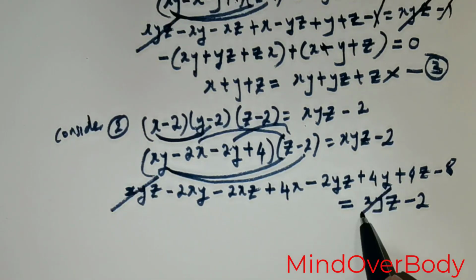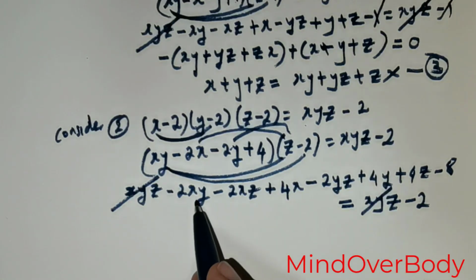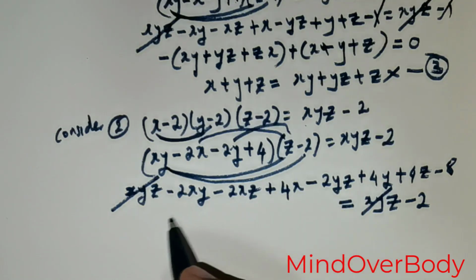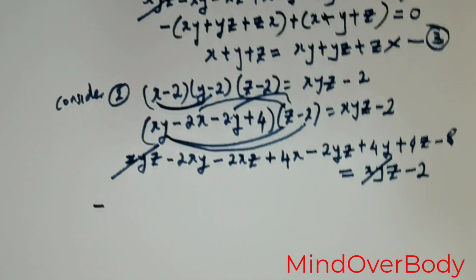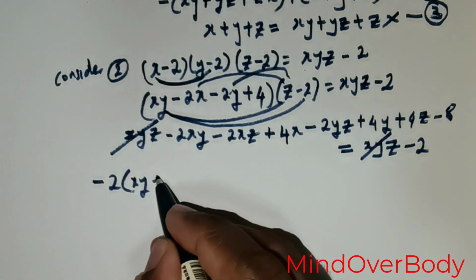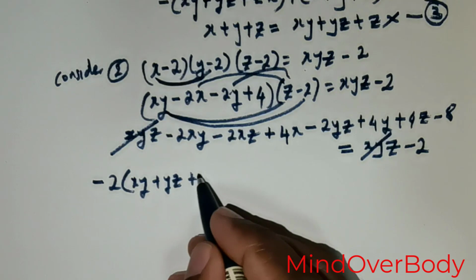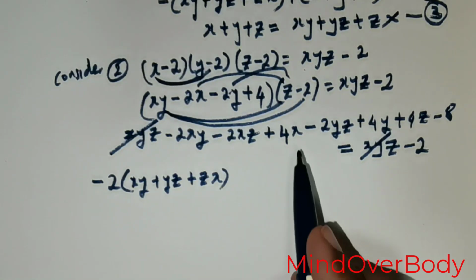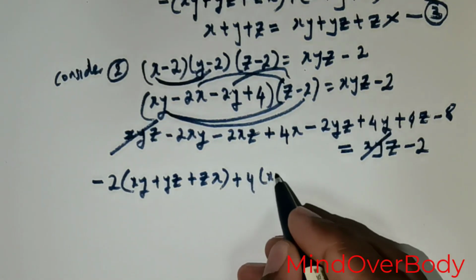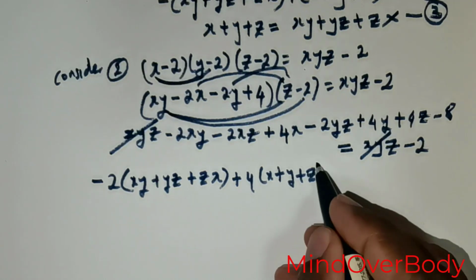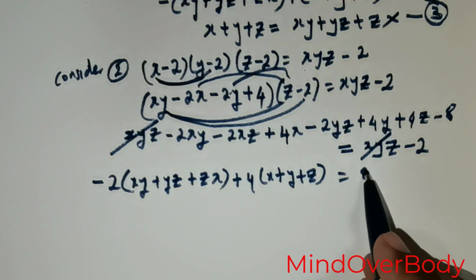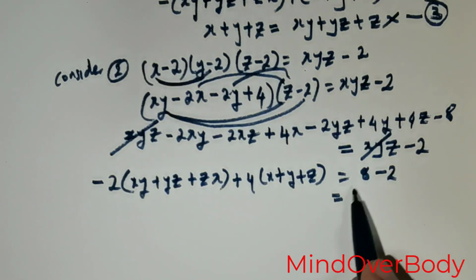Now xyz can be cancelled. I get negative 2xy, negative 2yz and negative 2zx. So I can take a negative sign out and rewrite it as negative 2 of (xy + yz + zx). Then I get a 4x, a 4y, and a 4z, so positive 4 times (x + y + z). And then I get a negative 8. I can push the negative 8 to the other side. That's going to be positive 8 minus 2, which would give me 6 here.